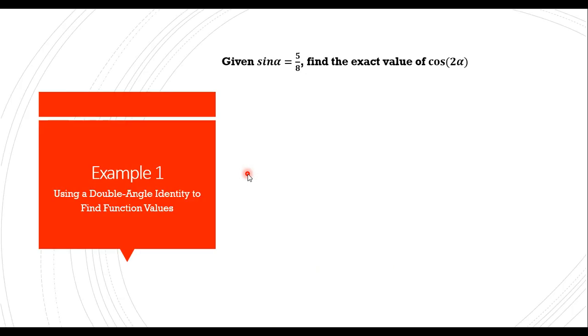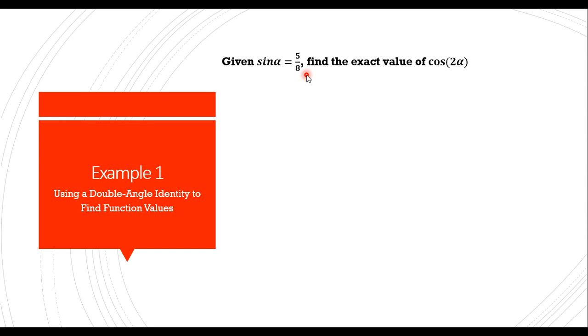So our first example that you might encounter while working with double angle identities would be to use a double angle identity to find a function value. So we're going to use that identity to find a specific function value. Here's our problem. Given sine of alpha is the ratio 5/8, find the exact value of cosine 2 alpha. So we're given a very specific value right here for sine. SOHCAHTOA, however you want to think about this, sine of some angle is opposite over hypotenuse.